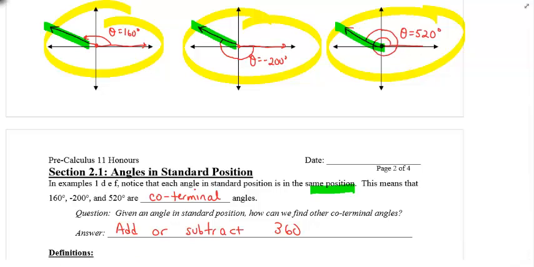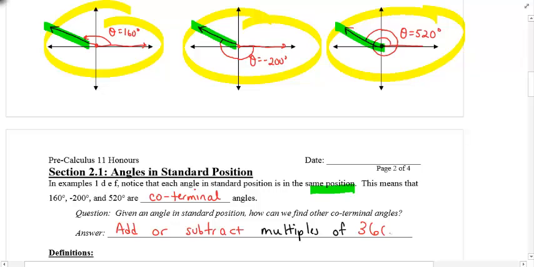So because of that, I will say add or subtract, and I'll put in these keywords, multiples of 360 degrees. And that is a better way of defining what a coterminal angle will be. Okay?